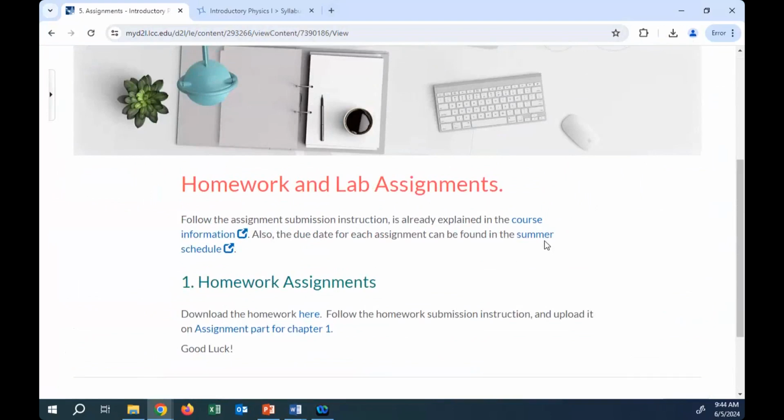Download the homework. This is going to be your homework. You can find the homework here, and then submit the homework here. And the due date for the homework assignment is available in the weekly calendar. Good.